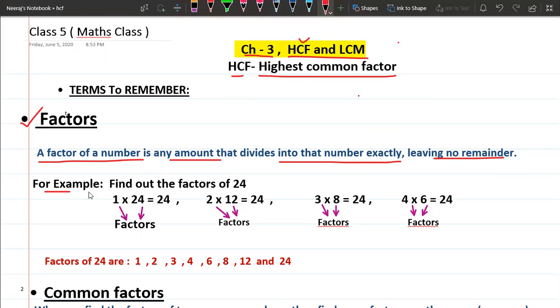The first example is to find the factors of 24. We have to find the combination or pairs of numbers that will give you 24. After multiplying, we will always start from 1. If you multiply 1 into 24, you will get 24, because we know that every number is a factor of the number itself. Now you have to think about which other numbers to multiply to get 24.